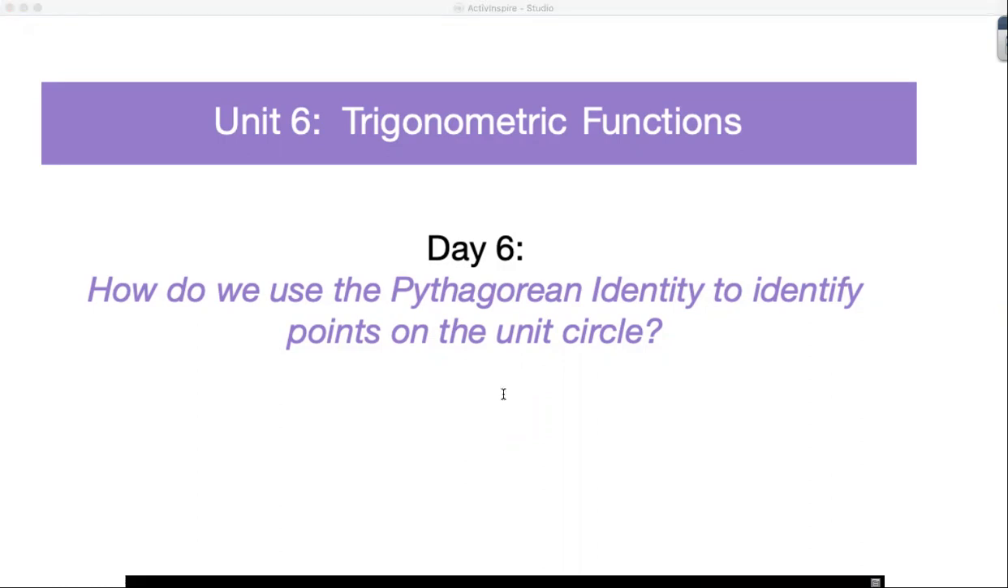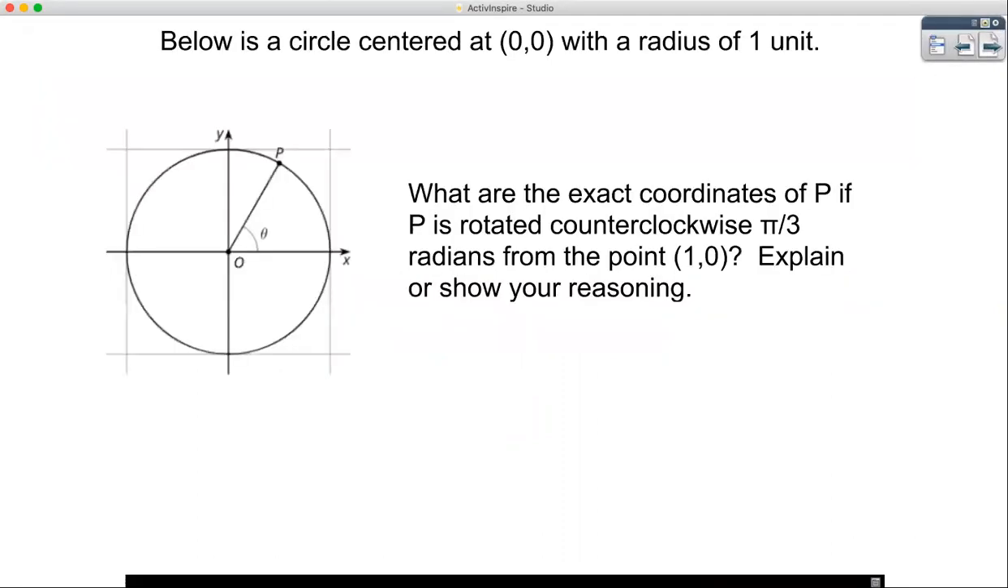Now, before we get into what the Pythagorean identity is, let's take a step back and review how to find coordinates of a point on our unit circle. So we're going to take a look at this first example right here.